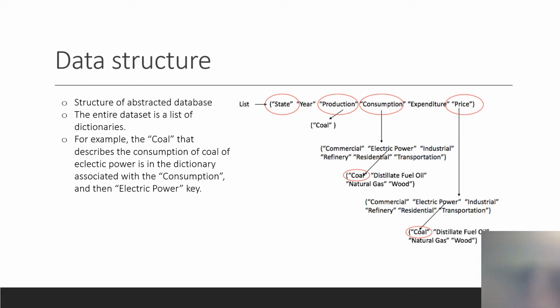Moving forward, we will look at the data structure for better understanding this project. This diagram shows the structure of the abstracted database. This database is too big that I did not show all the database here, but I have shown the few that I will be using in my visualization coming next. As you can see, the entire database is a list of dictionaries. For example, the code that described the consumption of the coal of electric power is a dictionary associated with the consumption and the electrical power key.